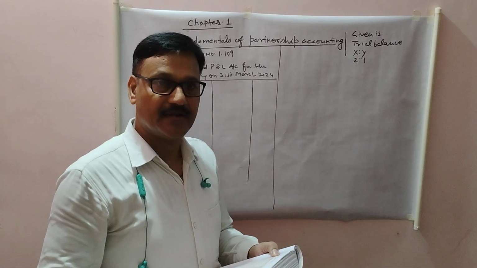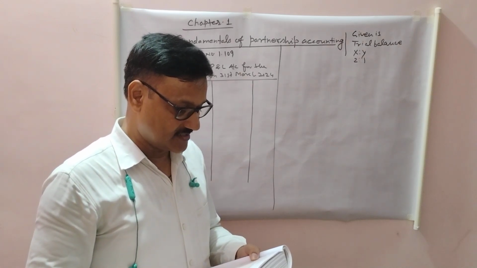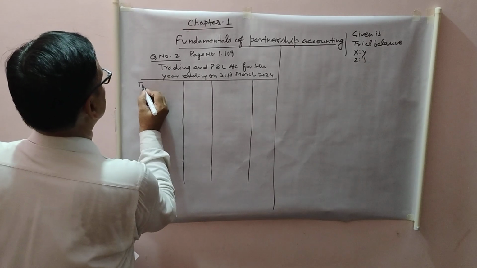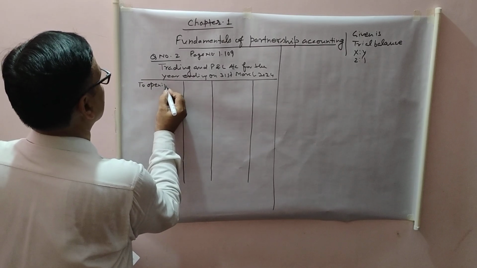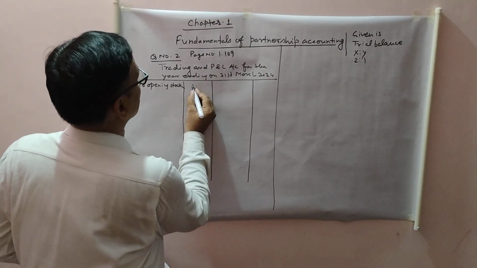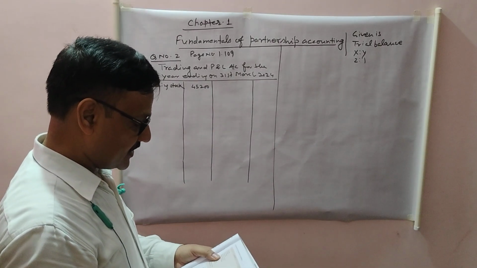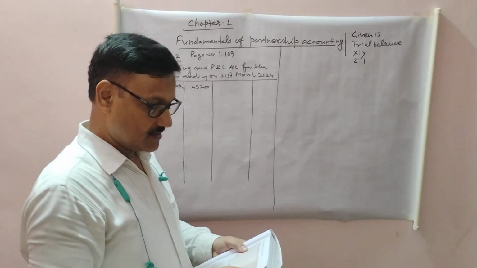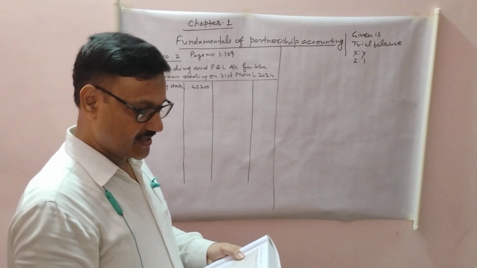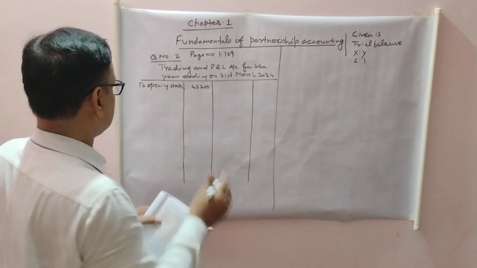Let us see what is given in trial balance. X's capital, Y's capital, X's drawing, Y's drawing, stock on 1st April 2023. This is opening stock, so let us write to opening stock, 45,200. Then purchase and sales figures are given. The item written in debit column is purchase and the item written in credit column is sales. Therefore, to purchase 8,68,000.